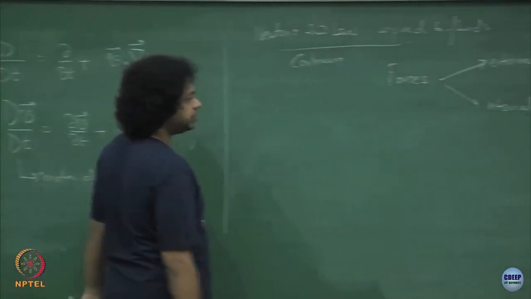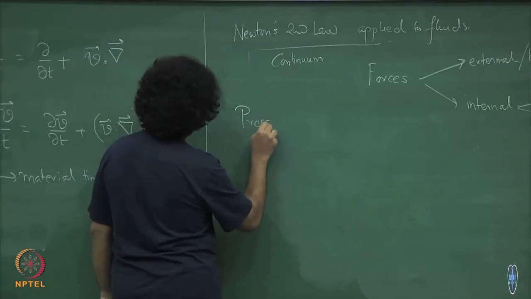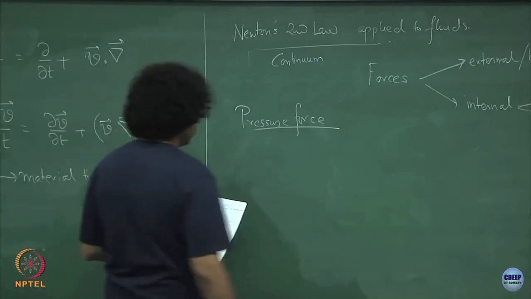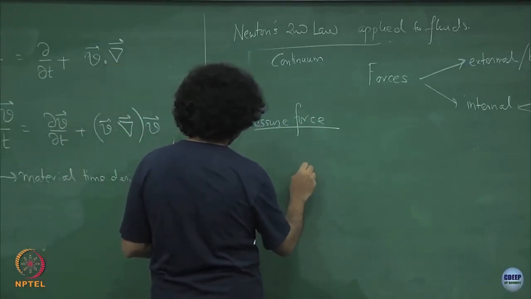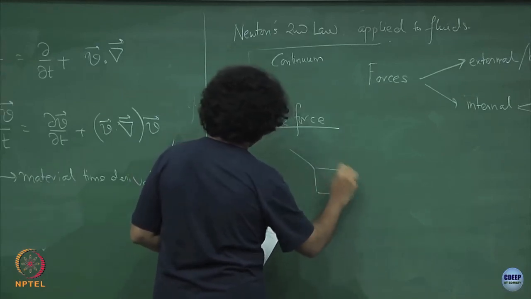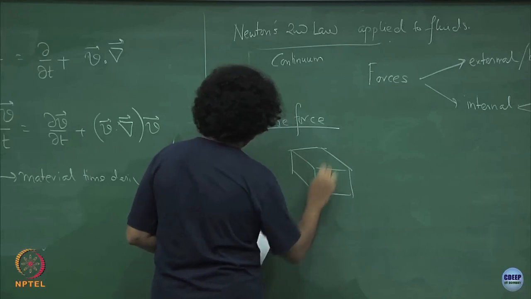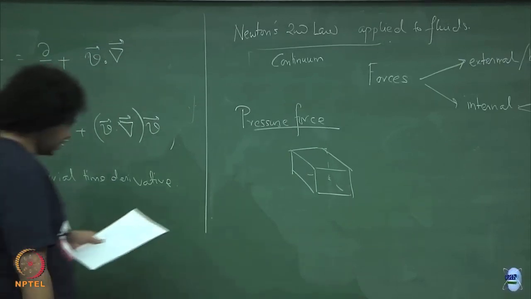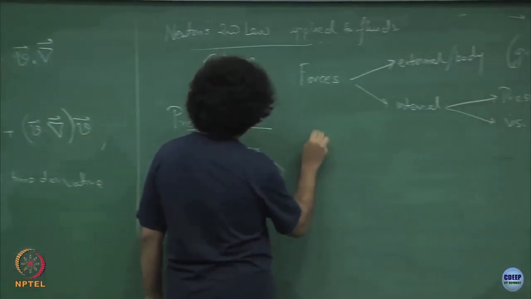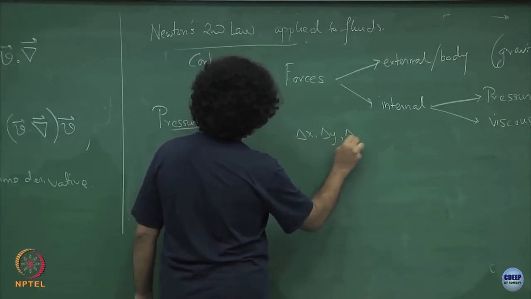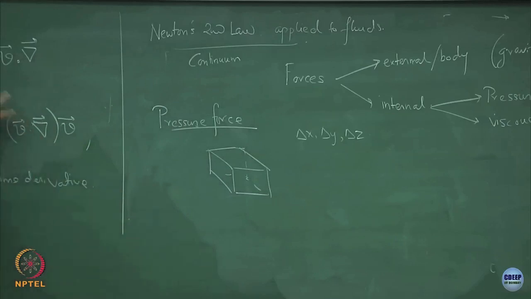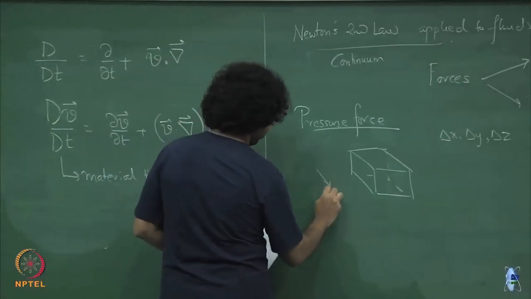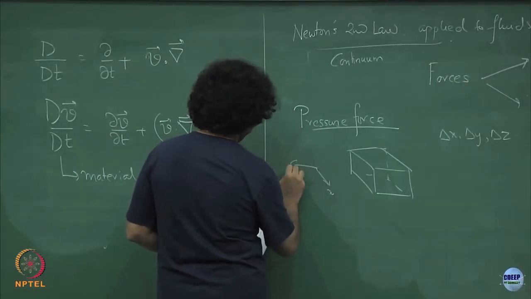Okay. So, let me first do this pressure force. And again, I will do it in the simplest of cases. So, let me draw a cube. Okay. So, here is my fluid element that I have taken. Let us say it has dimensions delta x, delta y, delta z. So, this is the same fluid parcel for which I calculated the acceleration. Now, I will calculate the force on this. Let me draw my axes. Let us say this is x, this is y, and this is z.